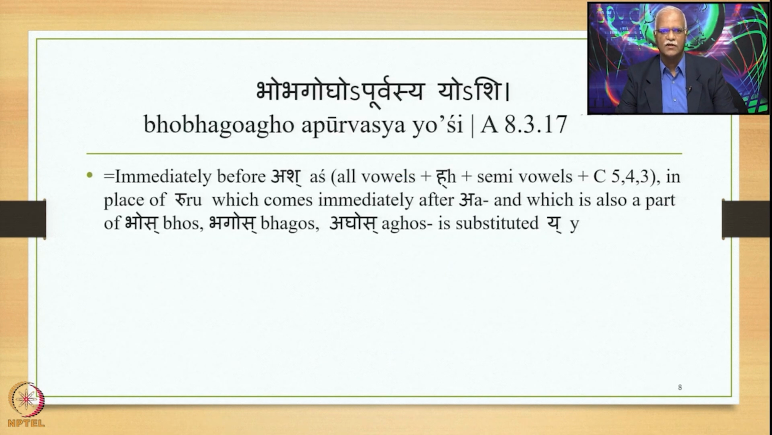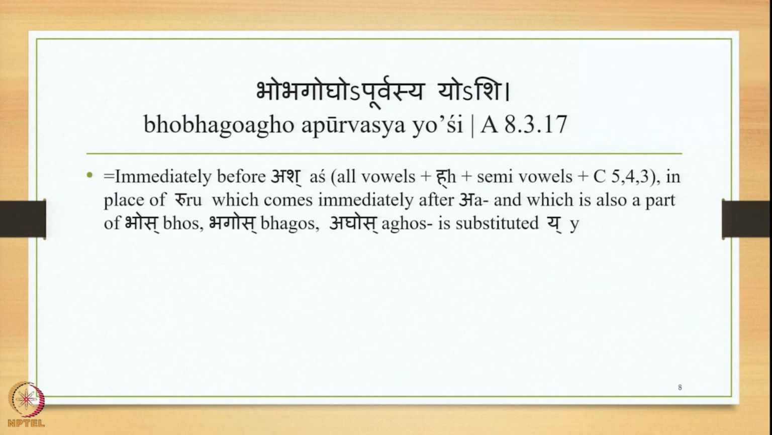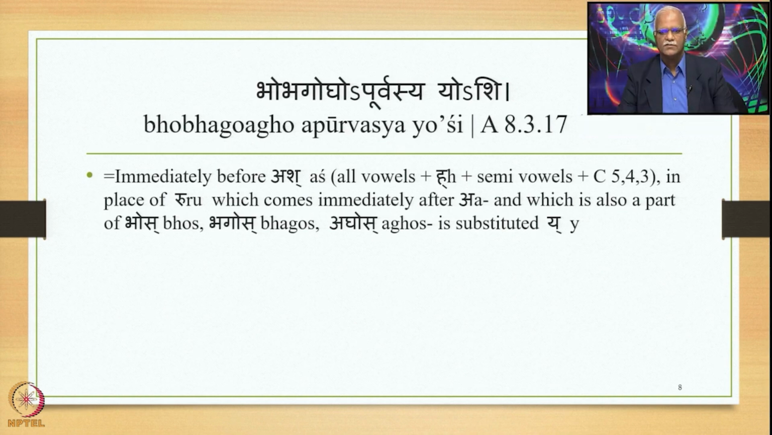Let us first study Bho Bhago Agho Apurvasya Yoshi. So Bho Bhago Agho Apurvasya Yoshi is 8.3.17, and this sutra means: immediately before ash, that is all vowels plus h plus semi-vowels plus consonants 5, 4 and 3, in place of ru, which comes immediately after a and which is also a part of bhos, bhagos and aghos, is substituted by ya.